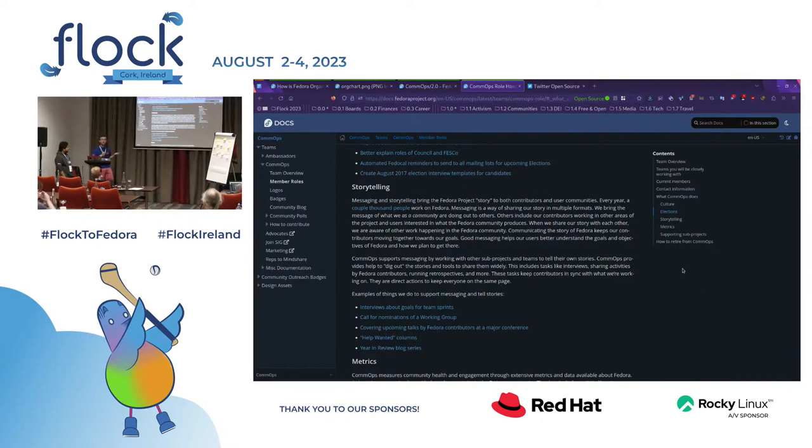We did help wanted columns. So say you're trying to get help on something. A community operations person would jump into your chat or hang out in a meeting, ask where you needed help, and then we'd do a column on the community blog: here are some things people are looking for help with right now in the community.